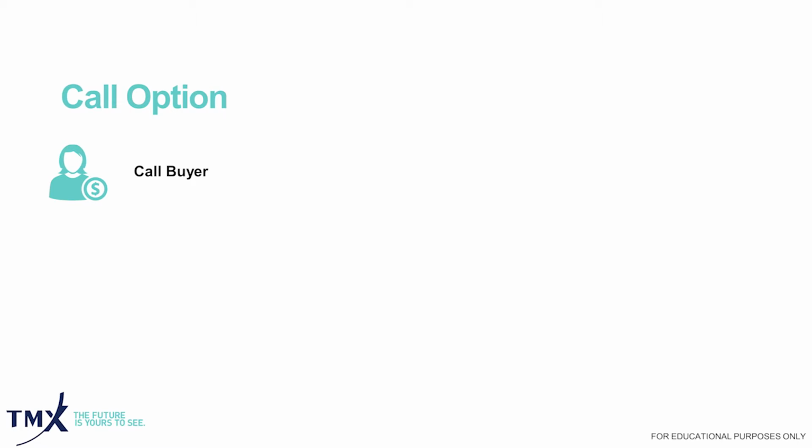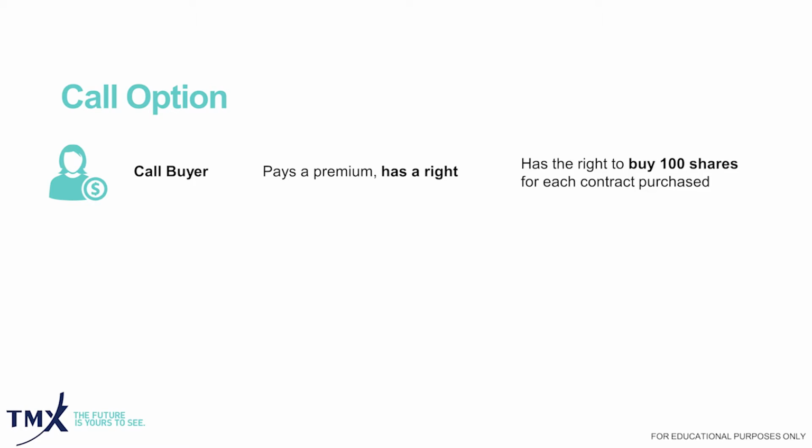And the call buyer pays a premium and secures a right. So you've got to think of these as contracts. We're buying a contract, we're going to pay a premium, and we're going to secure the right as the call option buyer. And that right is that we can buy 100 shares of the underlying security, whether it's a stock or an ETF. We are paying a premium and we are securing the right to buy the underlying shares at a specific price.